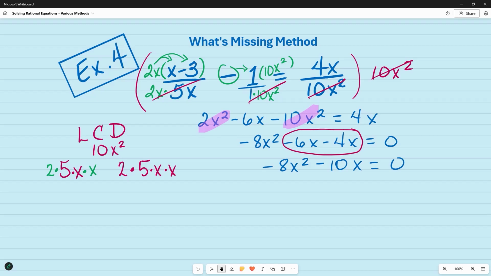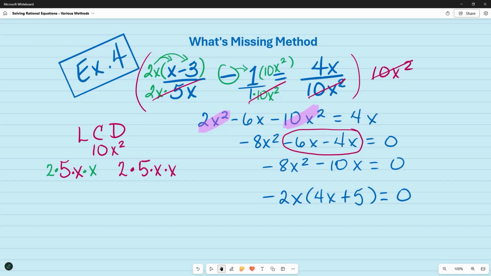So once you get to this point, you have x squared and an x term, but you don't have a constant. I am going to go ahead and factor out a GCF, and that's going to be negative 2x. So negative 2x times what will get me back to negative 8x squared minus 10x, and that's going to be 4x. This sign changes because there's a negative on the outside, so plus 5. And this is all set equal to 0 because we are solving.